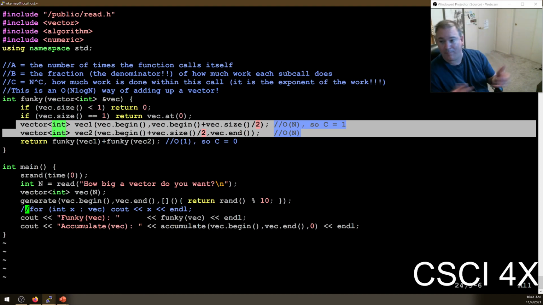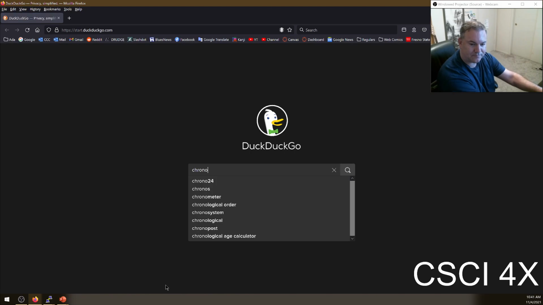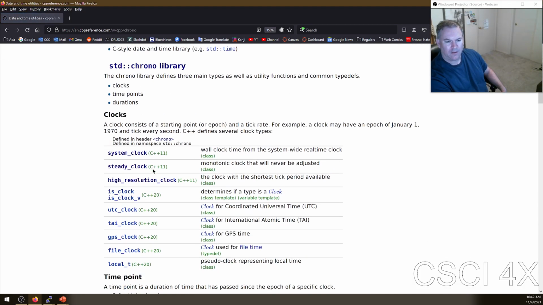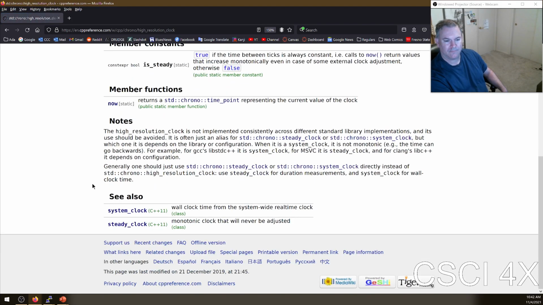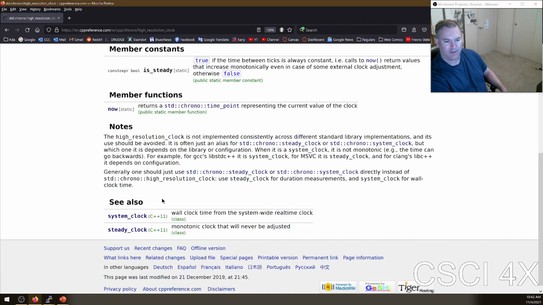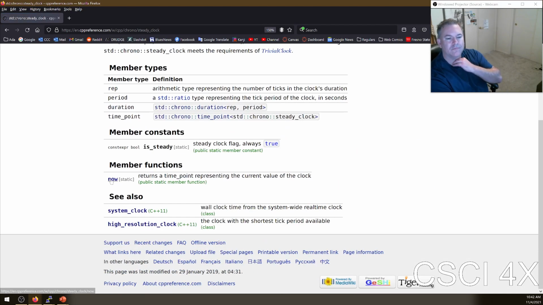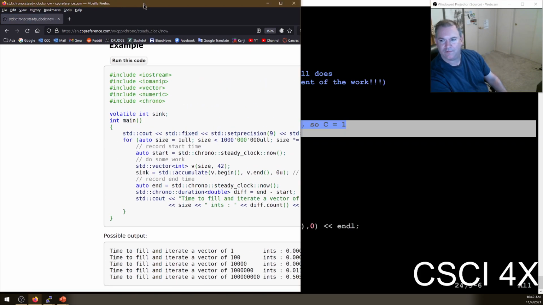Instead, we're copying this thing over and over again. But let's time it. Let's find out. Because who knows, maybe the optimizer will save us. So there is something called chrono, and why does it always do C++.com? There's something called chrono, and it's kind of annoying because it's so verbose.